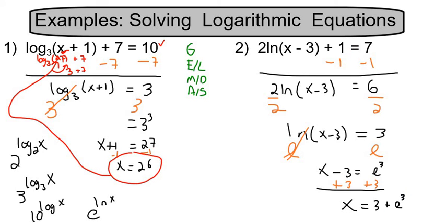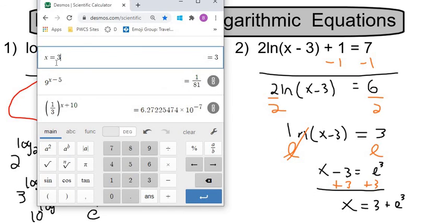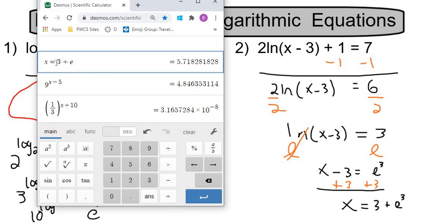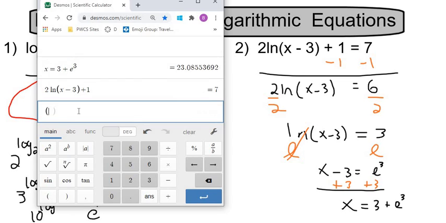So what we're going to do is go to a calculator, and we're going to say, hey, I think the answer is 3 plus e to the third power. And then we're going to type in the left side of the equation, 2 ln parentheses x minus 3 outside of the parentheses plus 1. And as you can see, this is just old stuff, I'll get rid of it. You can see that it says, hey, that equals 7. So I did solve it correctly with this weird answer, okay?